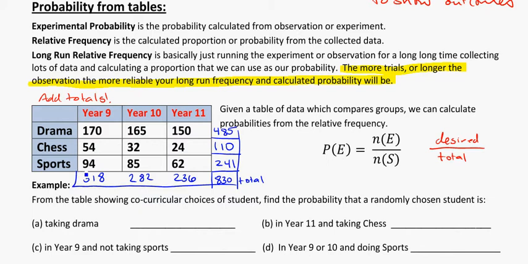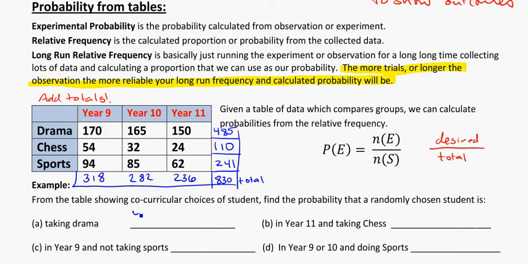So if you're not given your totals on a table, you need to find them before you can really calculate anything. Now that we know the total number of students and the total number of year 9s, for instance, or year 10s, we can calculate probabilities a lot more easily. From the table, we need to find the probability of a randomly chosen student. If we put all of those students into a bag, shuffled them up and reached in randomly to grab one, what's the probability that I get a student who's taking drama? So how many total students are taking drama? I found out by adding those three numbers together.